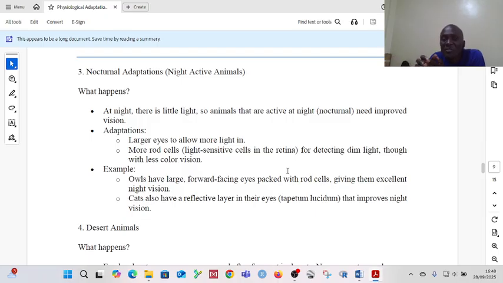The only problem when you have a lot of those rods is they don't help with the color vision. So with the rods, utaona tu, but huwezi jua ni white, ni black, and red. Okay? So you have most of these animals that are at night active, ziko na macho kubwa like owls, then they have more rods compared to cones. Okay?